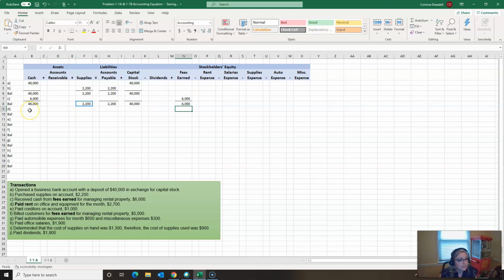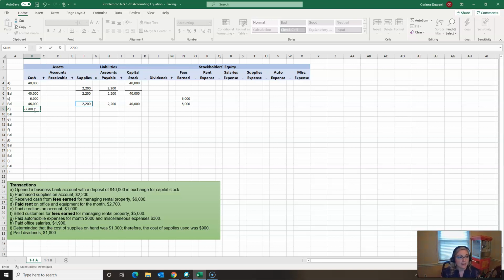All right, transaction D, paid rent on office equipment for the month, $2,700. This one was kind of interesting how they wrote it in this book. That's why I highlighted this paid rent, so you know that it's a rental expense, okay? And we are paying cash, so cash is changing hands. So for this one, when we plug this in, we're going to plug it in as a negative 2,700 because the amount of cash in the account is going down.